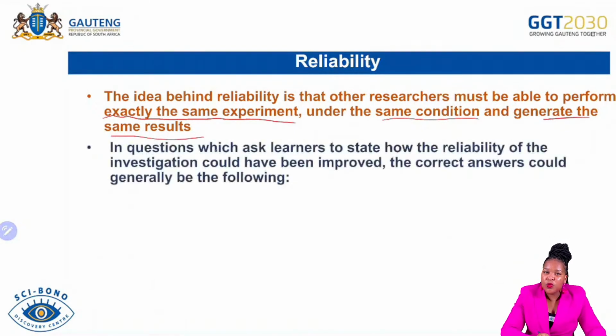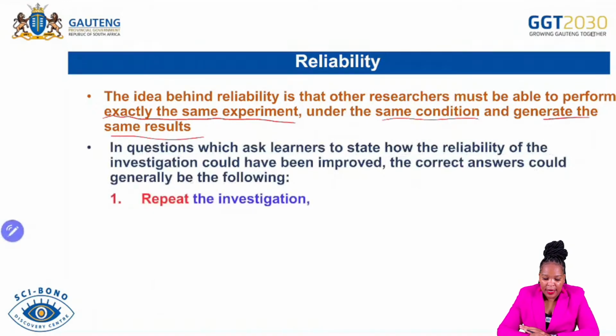Now, in questions which ask learners to state how the reliability of the investigation could have been improved, the correct answers could generally be the following. So here you need to take a look. What makes me trust you or the results that you are giving me? One, you have repeated the investigation. So you did not just give me the result based on the results that you got when you conducted the experiment just once. So the answer will be, you must repeat the investigation. Then it makes it reliable.